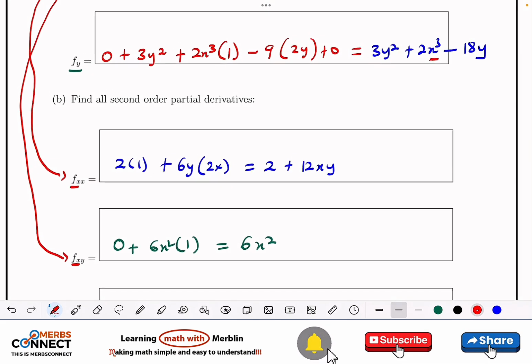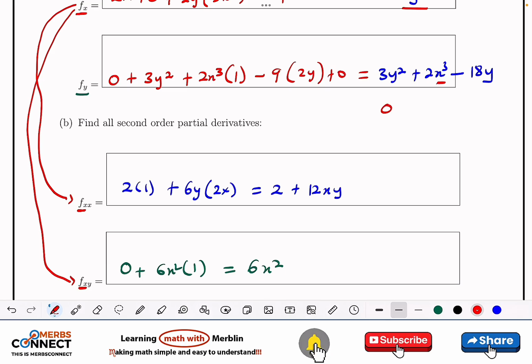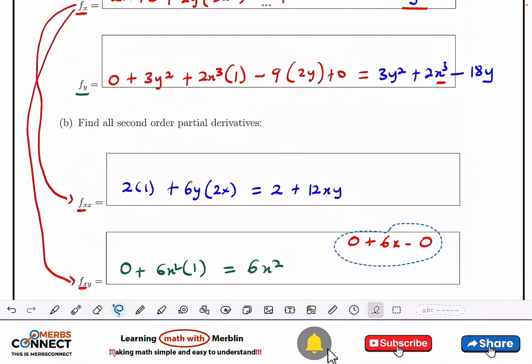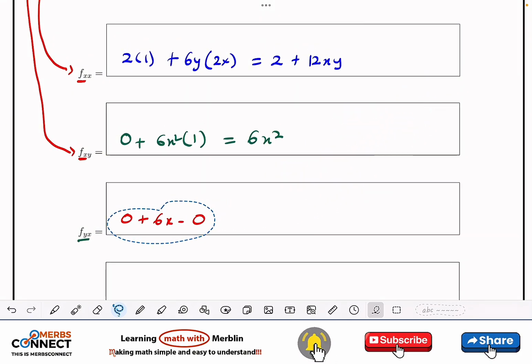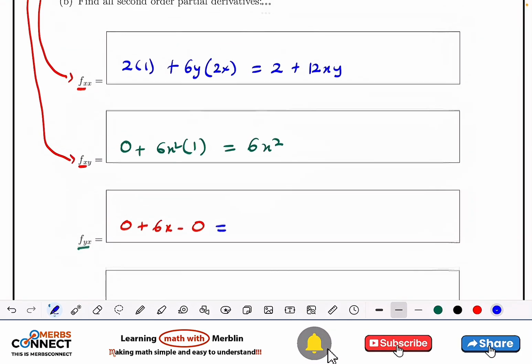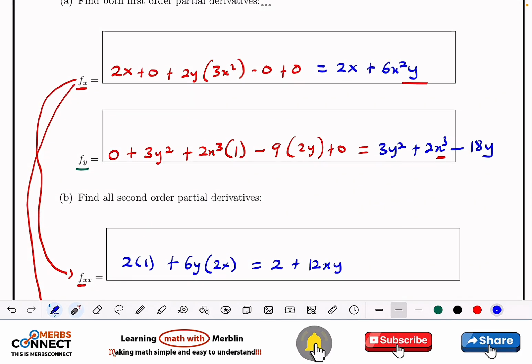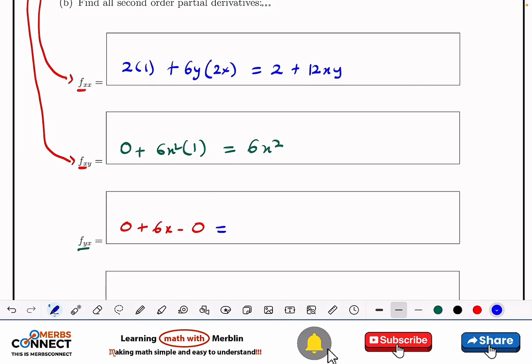So differentiating this one will be 0, plus when I differentiate 2x to the power 3, I'm going to have 6x minus 0. So that I can bring it down there because our thing is down here. So now this is going to give us, oops, when I drop it, it should be squared, right? So this is going to give us 6x squared.